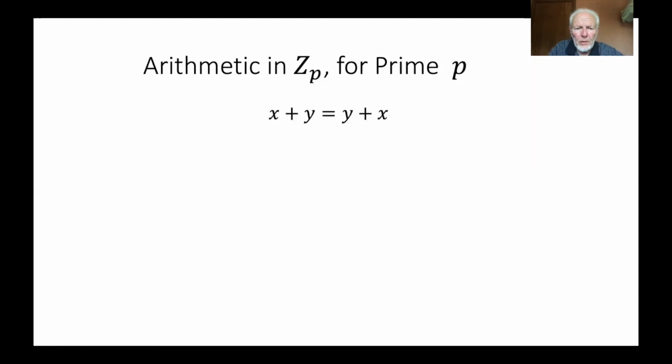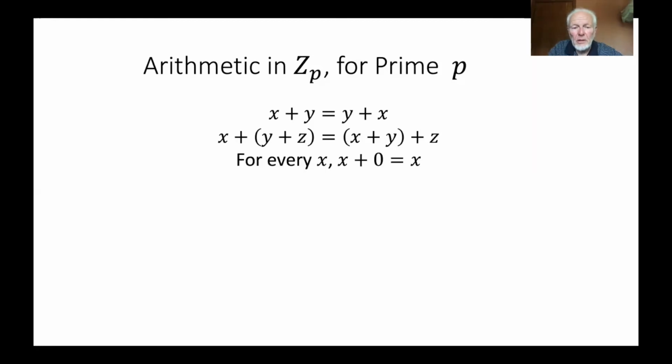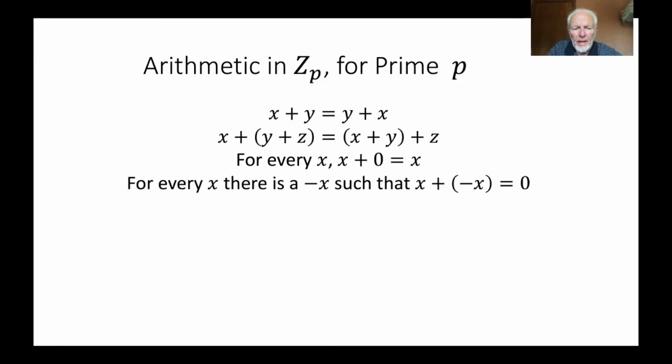So we can add x plus y and get the same as y plus x. That's called commutative. It's associative. x plus (y plus z) is the same as (x plus y) plus z. There's a 0, which if you add it to something makes no difference. And for every x, there's a minus x, such that x plus minus x is 0.